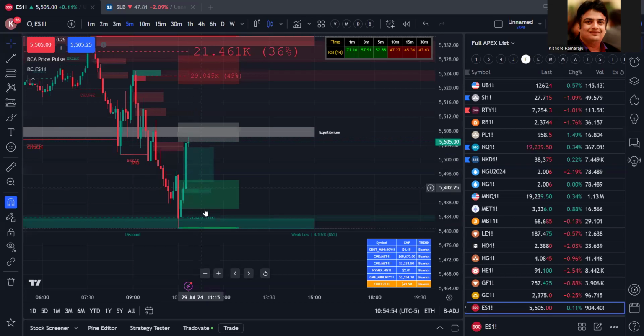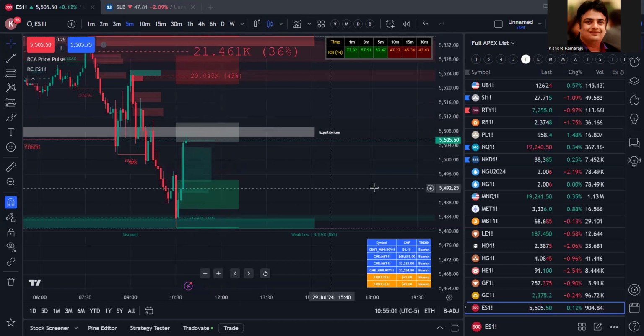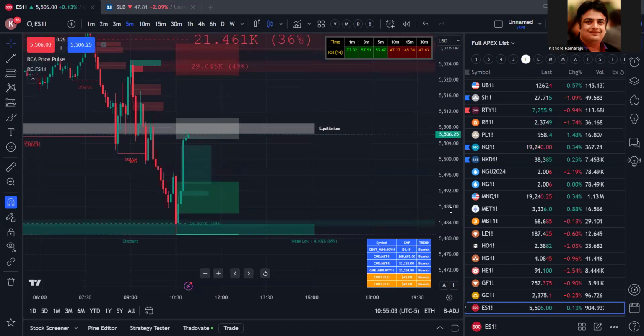If SPY or NQ gives a pullback, this is a fair value gap, so it may come touch this, and if it starts going, we can enter one more time.